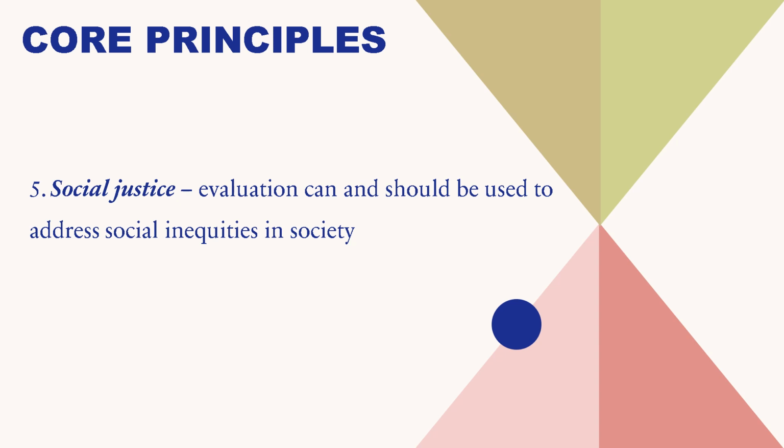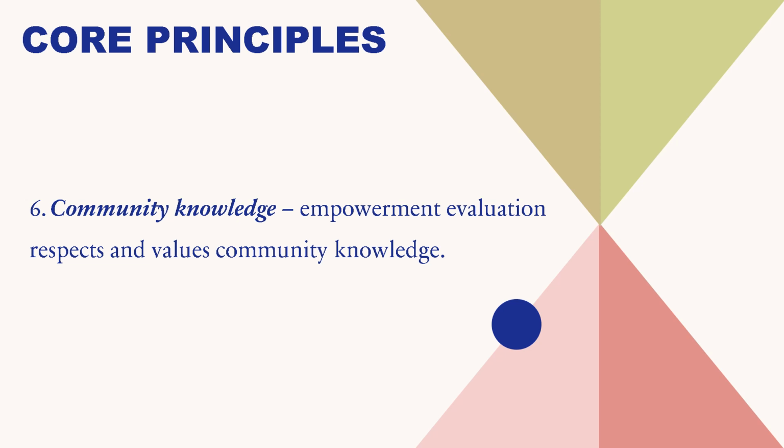Number five is social justice. Evaluation can and should be used to address social inequities in society. So it should address problems relating to social justice. Of course, community knowledge is very important in empowerment evaluation. Hence, it respects and values the knowledge that exists in the community being observed or evaluated.